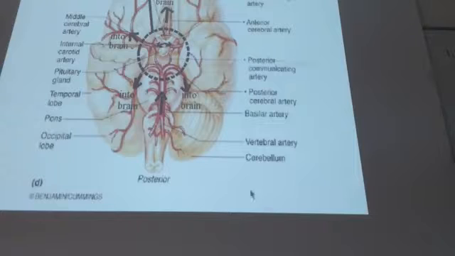Okay, so the basilar artery, we said we get the posterior. So we have the superior cerebellar arteries, and then what's the next artery right on top of that?